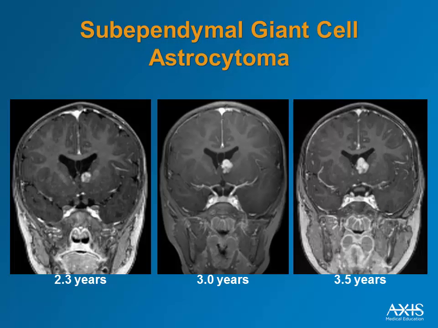Here is an example of a SEGA, or subependymal giant cell astrocytoma, in one of our patients. And what you see is a typical scenario where early on in life, in childhood, you see that a nodule is beginning to grow, and then over the course of, in this case, a little bit over a year, you see that there's no question that this nodule has grown serially, and at this point has met the definition of SEGA.